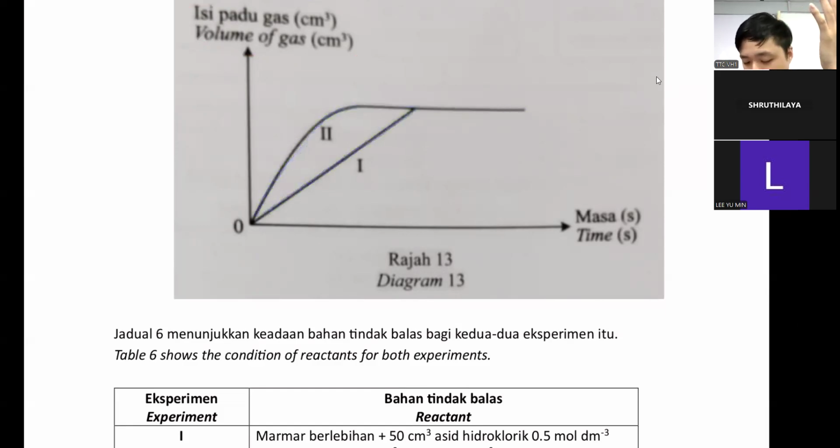Do you know what it means when the graph becomes constant? It means the reaction has finished. 就是它的 graph 如果变成 constant 的话，它的 reaction 已经完成了。Okay, so when you see which one becomes constant first, it means using shorter time to finish, means higher rate of reaction. So which one using shorter time? Second.